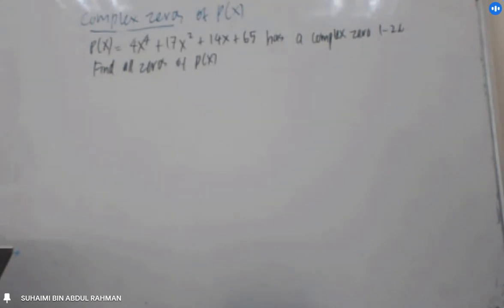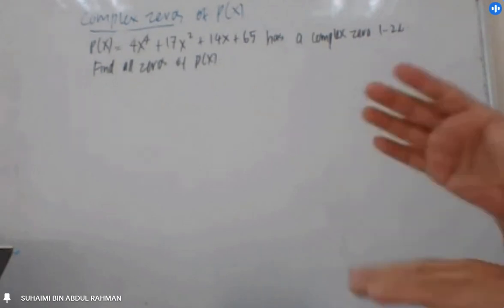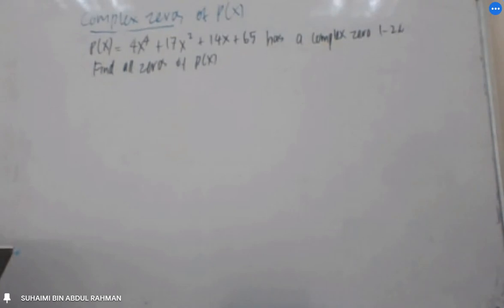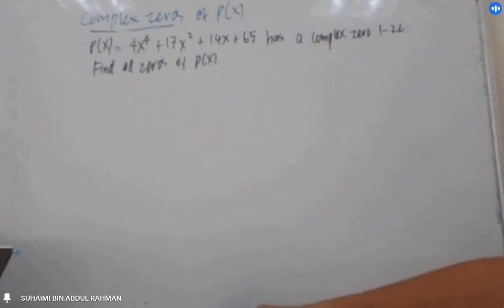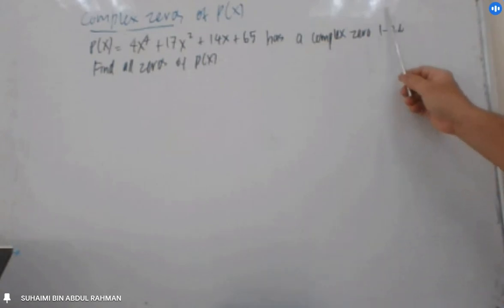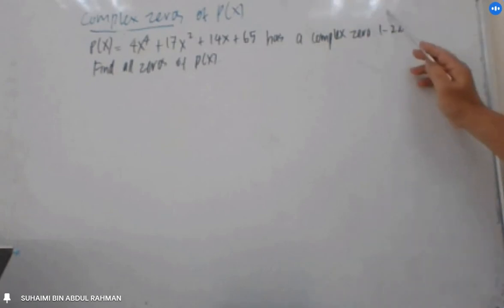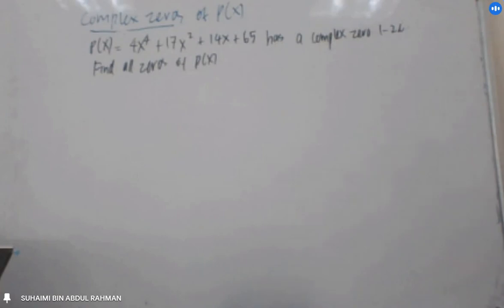Polynomial p(x) has a complex zero, 1 minus 2i. And then we need to find all zeros of this polynomial. How many zeros altogether for this polynomial? 4 zeros. So given for us 1 zero. From this 1 zero, definitely we will know another zero. Why? Conjugate pairs theorem.